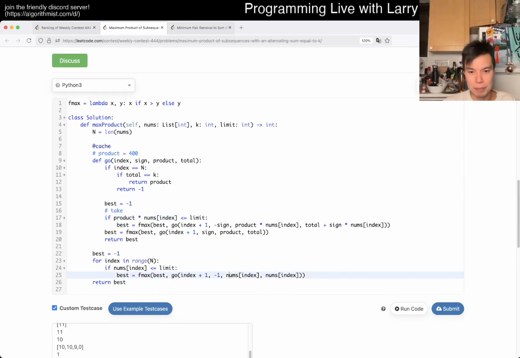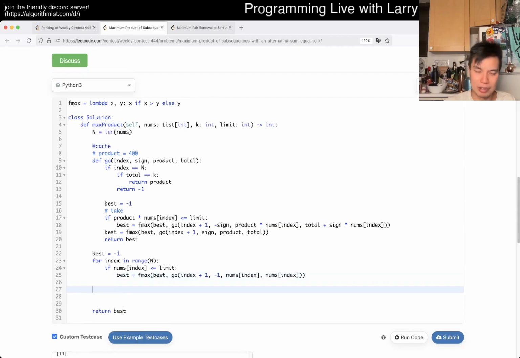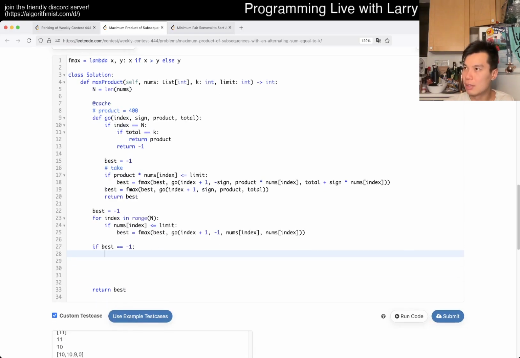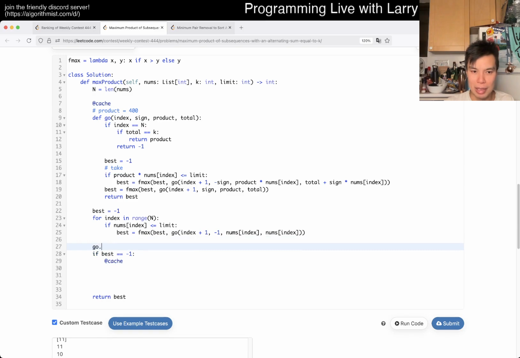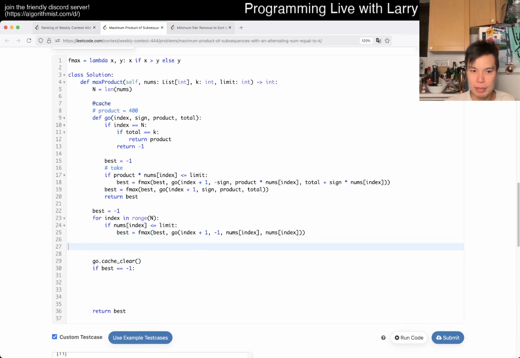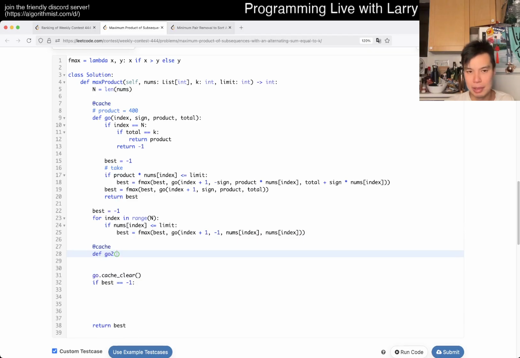So okay, we have to write another function. Oh, that's pretty bad. I mean, this is actually a real thing, so I think that's fine. And now we have to do, can we do it with a 0? And the product doesn't matter anymore, right? So we have another function, maybe. Also, I probably should have done go.cacheClear, right? And then now we have another function for go, right? So go2 maybe, index, sign, total, right?